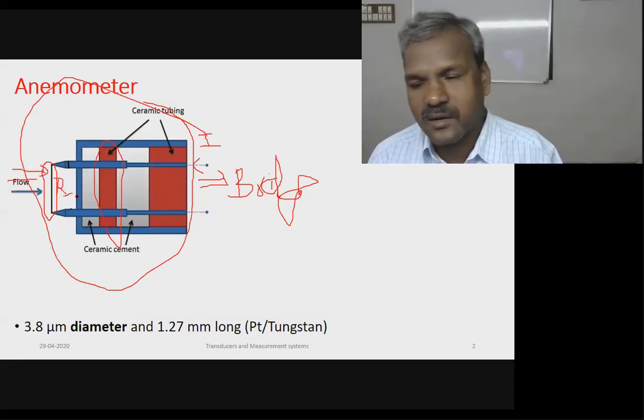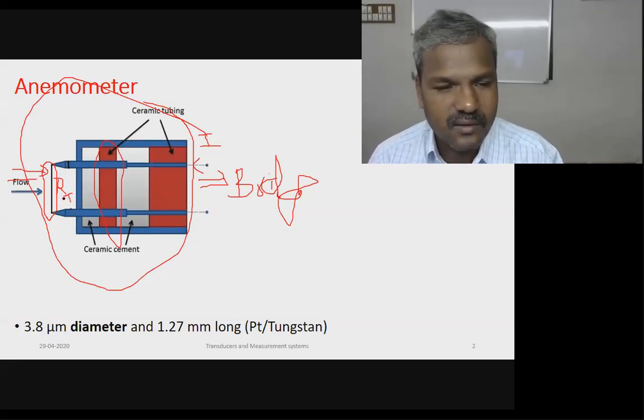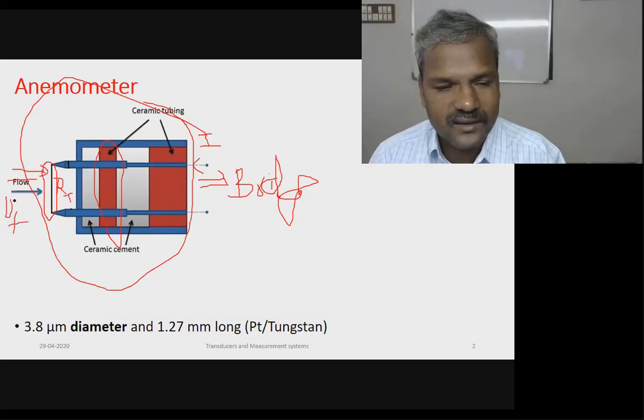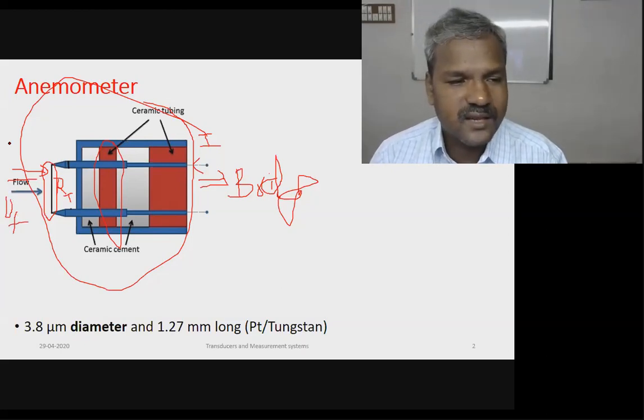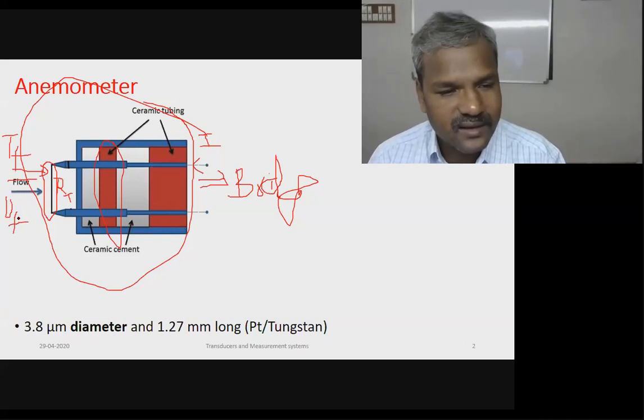Sometimes it is called RW or RT. As usual, as in PT100, we are following the same term. RT is the resistance of the wire. Vf is the fluid velocity. The fluid also has some temperature, the fluid temperature. We don't know the actual temperature of the fluid. So we have the fluid temperature and the fluid velocity.